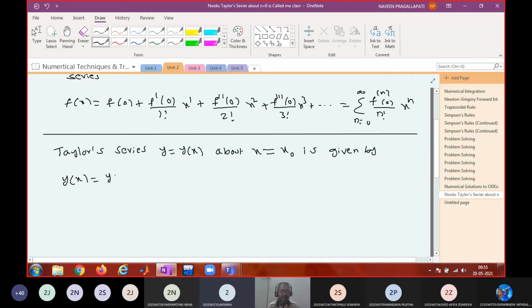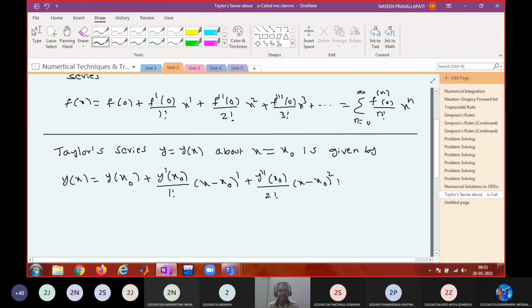y of x is equal to y of x naught plus y dash of x naught by 1 factorial into x minus x naught power 1 plus y double dash of x naught by 2 factorial into x minus x naught whole square plus and so on. Do you agree?